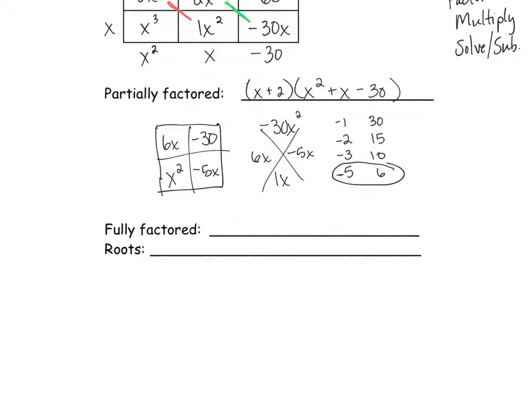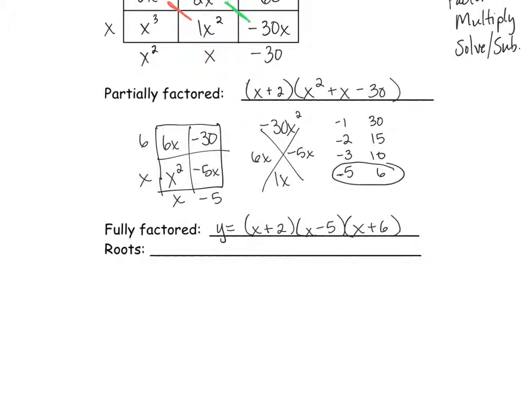Put those in the empty boxes. Factor out an x from that bottom row. X times x is x squared. X times 6 is 6x. X times negative 5 is negative 5x. And negative 5 times 6 gives me negative 30. So I have my fully factored form now, so this is y equals x plus 2 times x minus 5 times x plus 6.